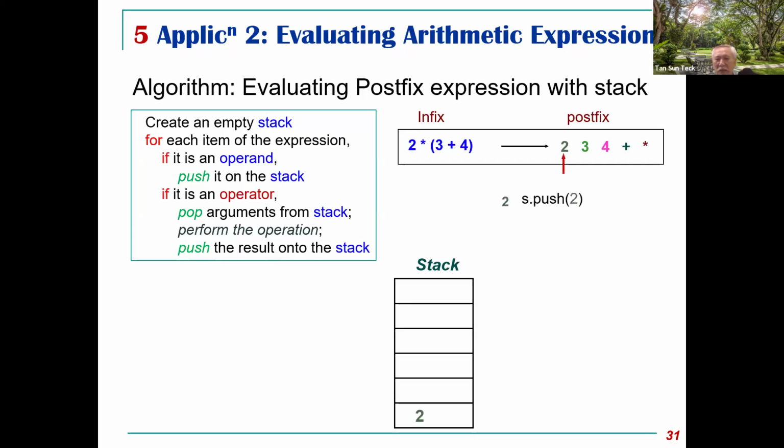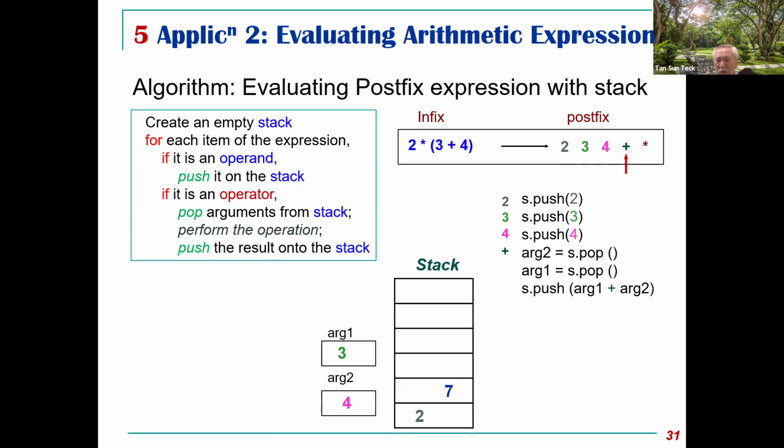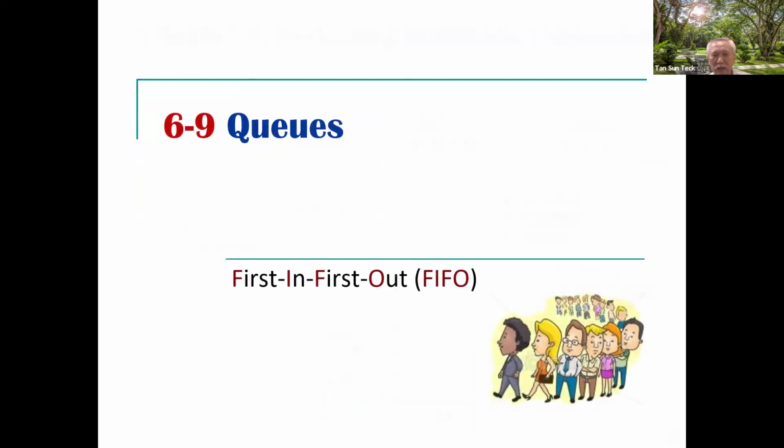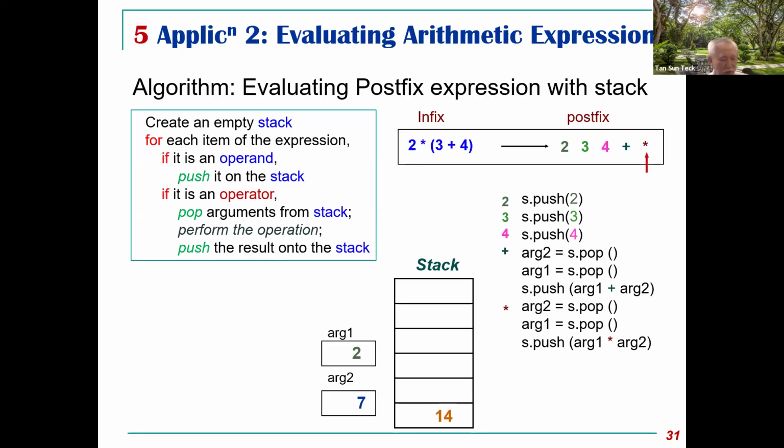Okay, so 2, put it inside there. 3, you put it inside there. Push 4 inside there. Now you encounter plus, so you have to take out 2 operands and then perform the operation and push the result back to the stack. And then when you encounter the last element, you pop 2 elements again, 2 operands, and then perform the operation and then put the result back inside there. And once the expression is done, you have already reached the end, the result is inside the stack. Okay, so you can see that stack is quite useful. So we are going to see many more examples when we give you the assignment to do.